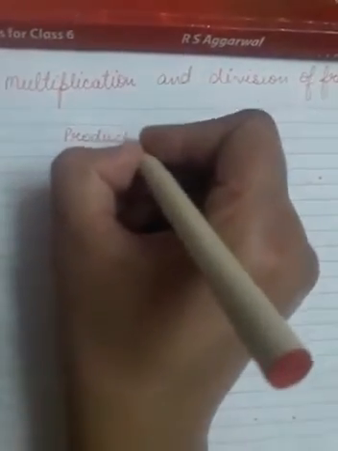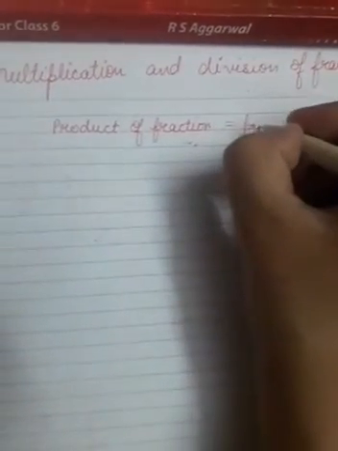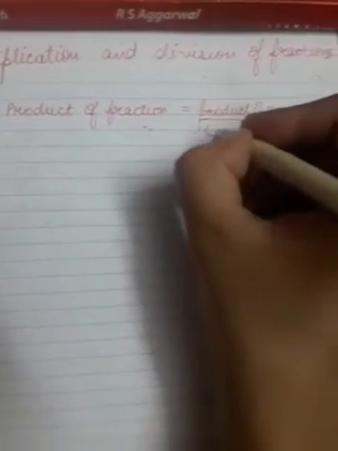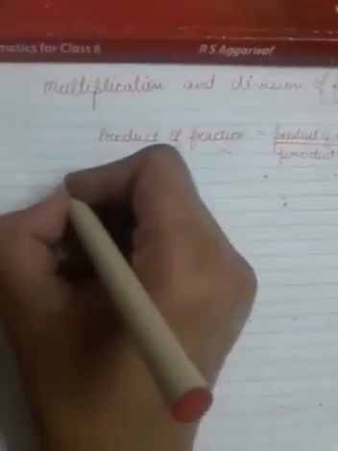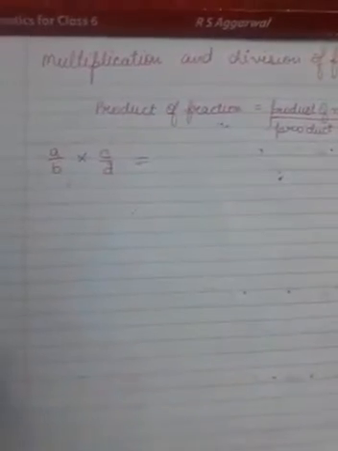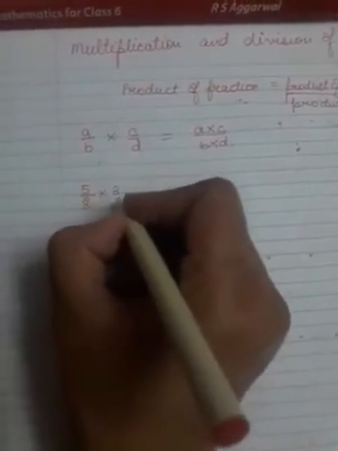Now next we are going to learn about multiplication and division of fractions. Multiplication is a product. So what is a product of a fraction? It is a product of numerators upon product of denominators. So like you have two fractions, a by b, when multiplied by c by d, the answer will be a into c upon b into d. Very simple. I'll take one example: 5 by 8 multiplied by 3 by 4.